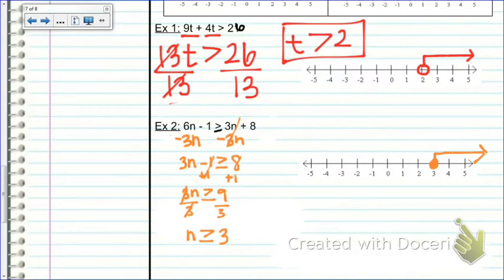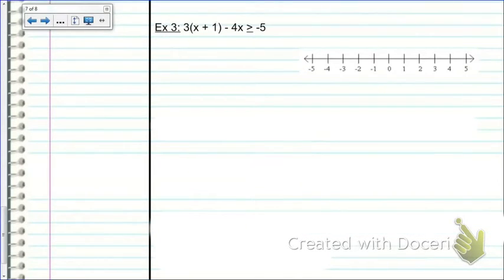Oh, wait, and then I forgot to box it. So number 3, 3 times the quantity of x plus 1 minus 4x is greater than or equal to negative 5.